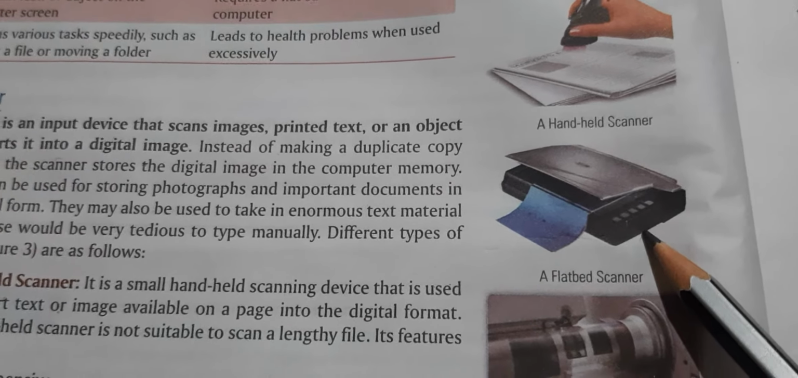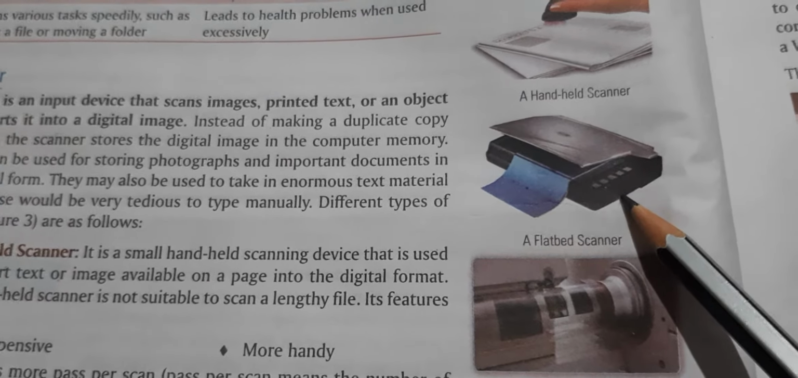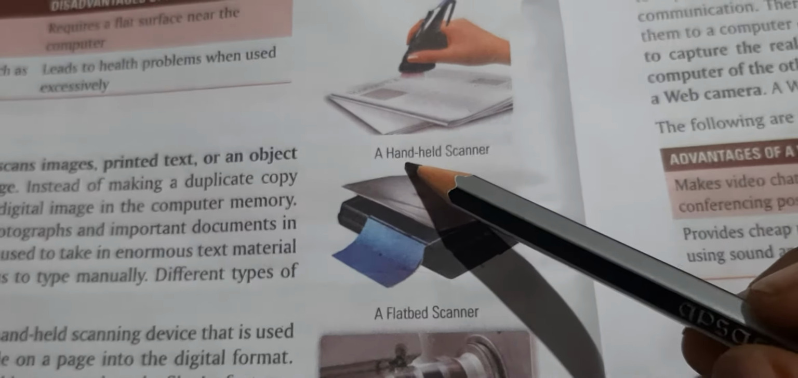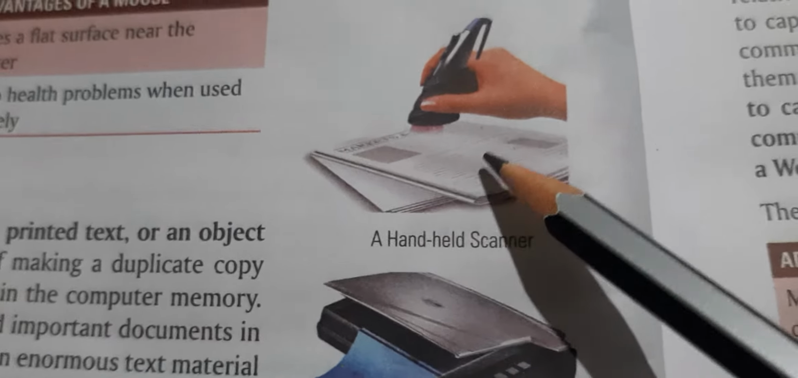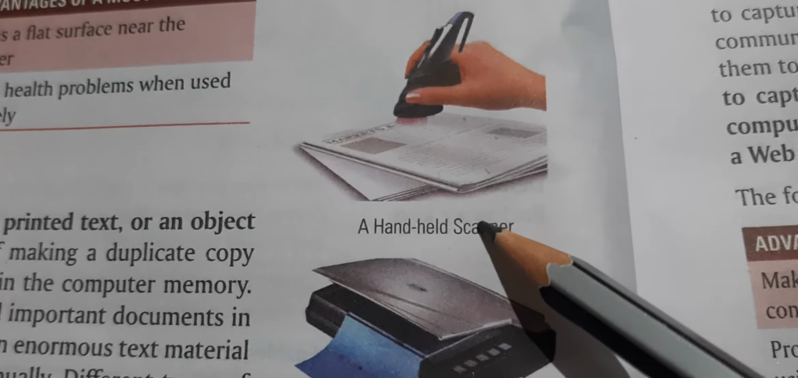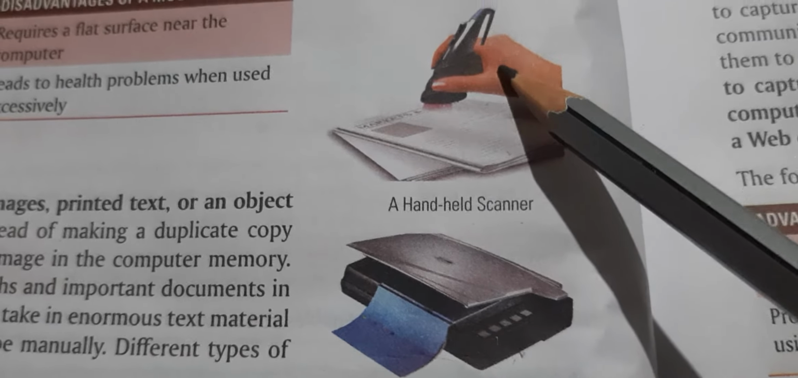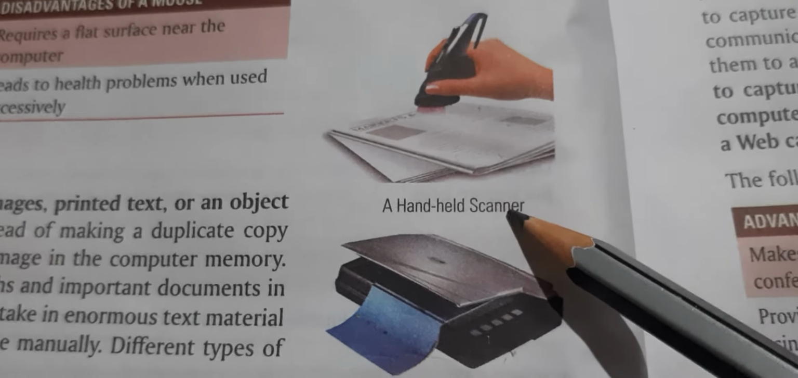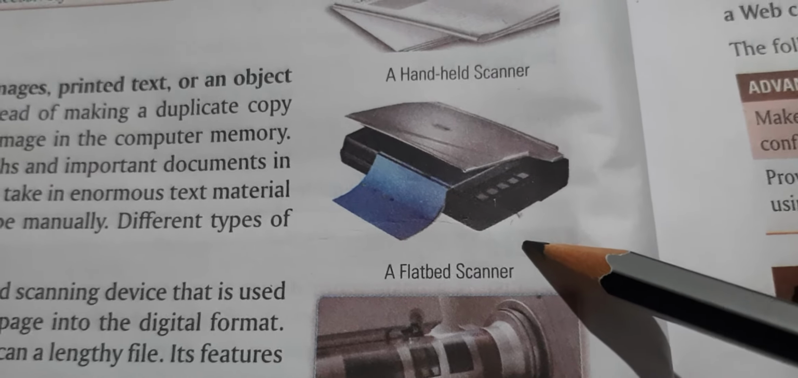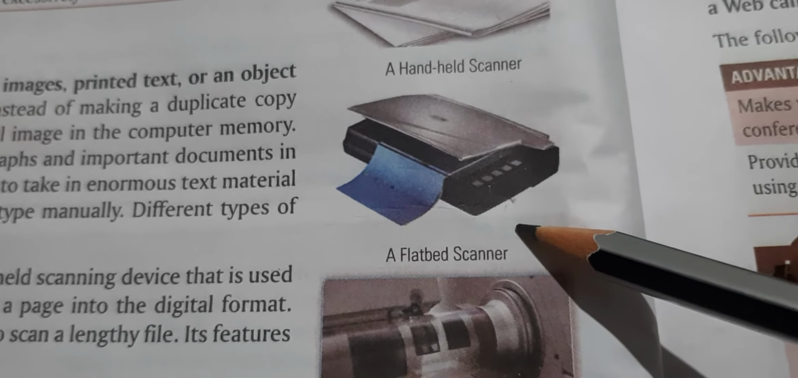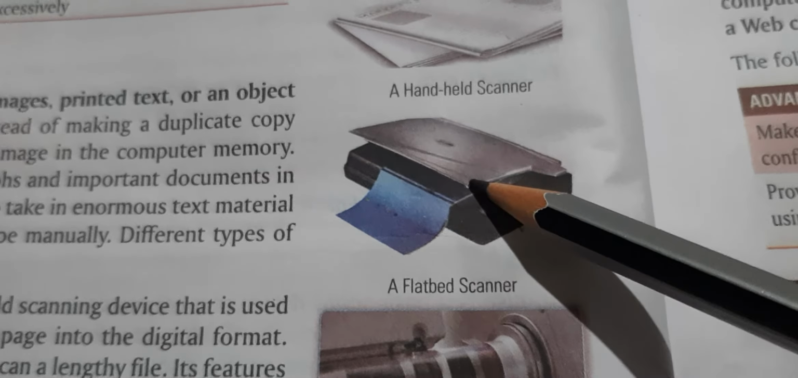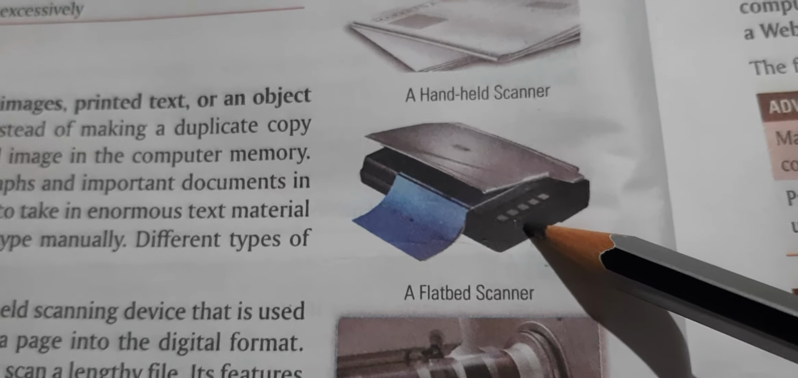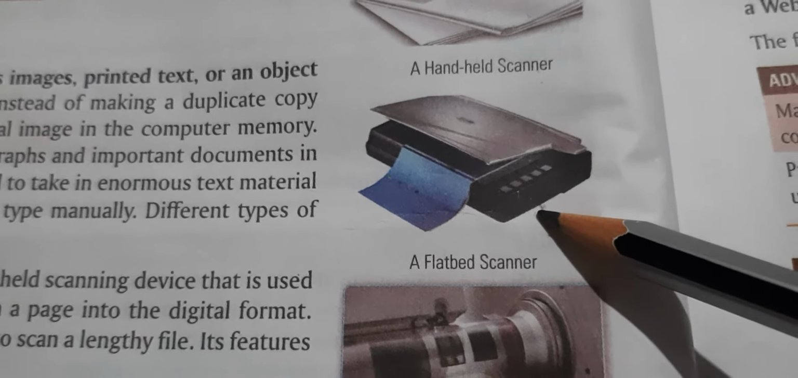The scanners are divided into 3 categories. First is the handheld scanner. You can see this is the handheld scanner. It scans, and it is very easy for the user to hold. After that, the flatbed scanner. This is simply like a Xerox machine: when you keep a photograph inside, it scans the photograph into the computer.